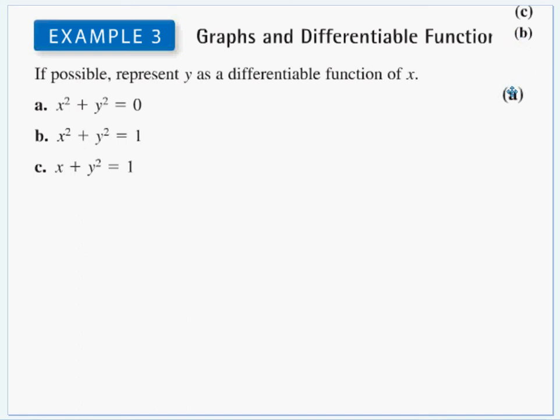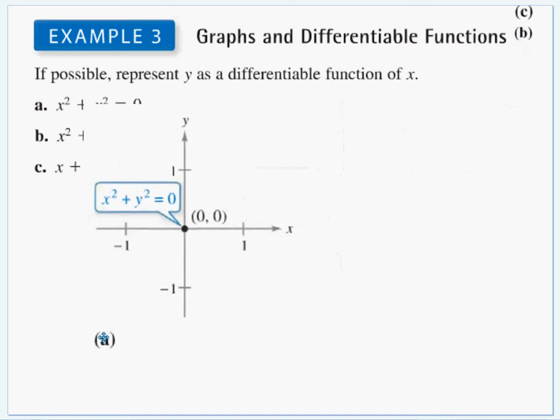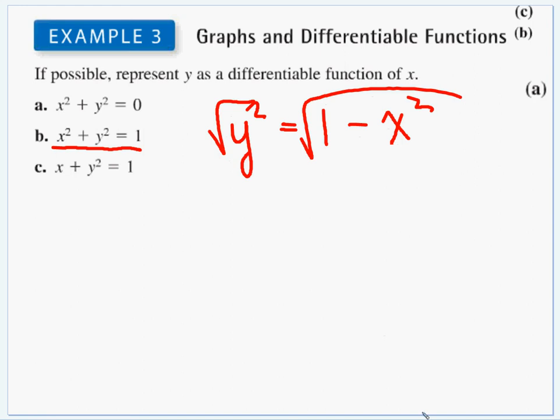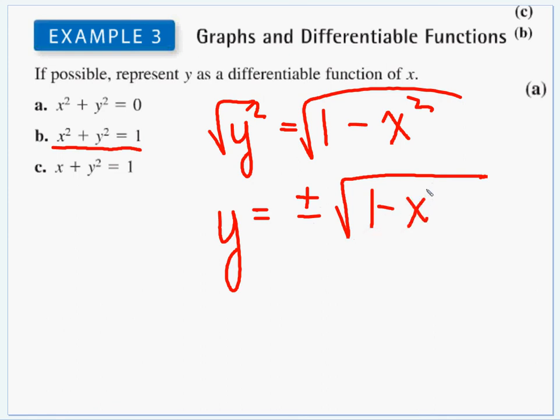And I think I got a graph here. So there it is, x squared plus y squared equals 0. That's just a point. We cannot take a derivative. Let's try letter B. Now we got a 1 over there. The first thing we want to do is get y squared by itself. That means we'll keep the 1 on the right and we will subtract the x squared. Now we can take the square root of both sides. So we get y equals plus and minus the square root of 1 minus x squared.